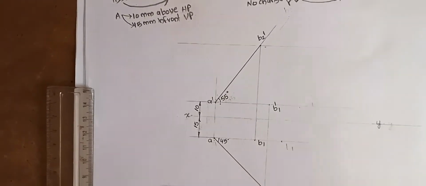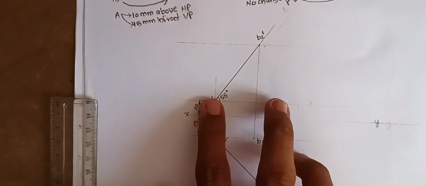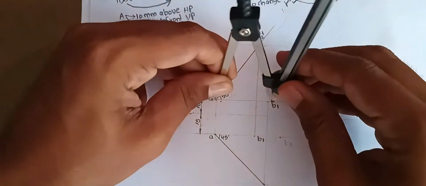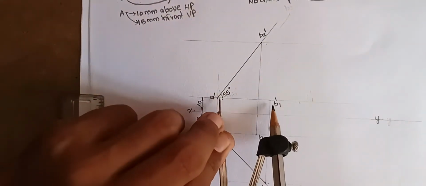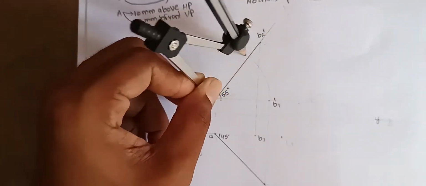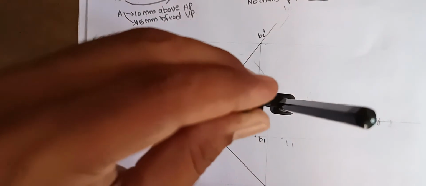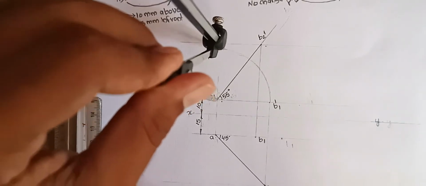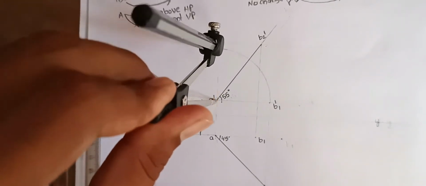Now take the compass and, with A dash B1 dash as radius, try to draw the arc, students. Try to draw the arc in order to cut the B2 dash. But in this problem we may not get the cutting portion, because the angles given make it not possible to cut that line, students. So it may seem like a straight line in the projections. Whatever the case may be, we have to follow the procedure.